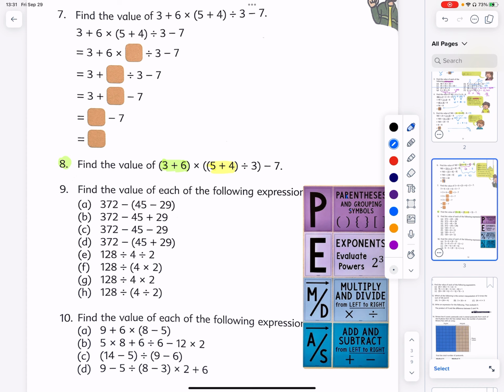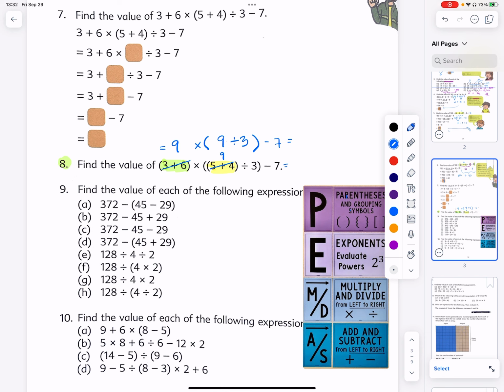3 plus 6, we can gently cross it out and write down 9. We copy the multiplication. We open the parenthesis. 5 plus 4, the innermost parenthesis we have to address first, is 9. And 9 divided by 3, close parenthesis, I keep copying, minus 7. Equal.